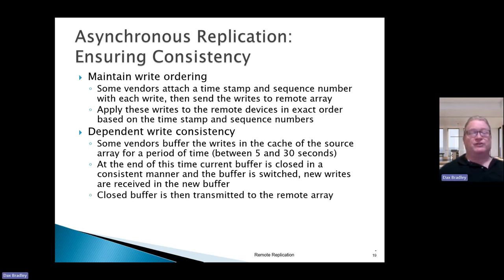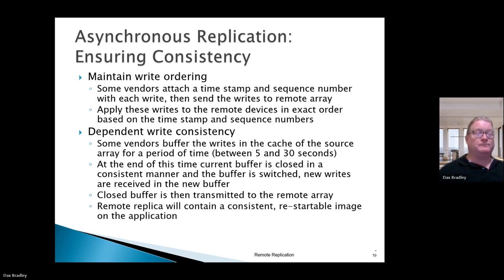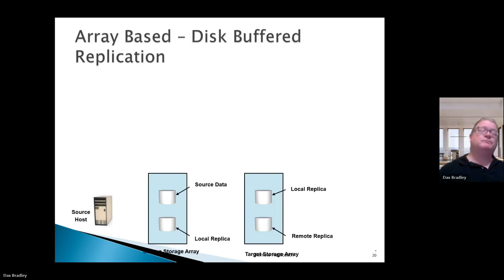The closed buffer is then transmitted to the remote array, and a remote replica will contain a consistent restartable image of the application. In array-based disk buffered replication, the data comes from the source host to the source device in the storage array. The acknowledgement is sent and the data is transmitted to the remote replica.